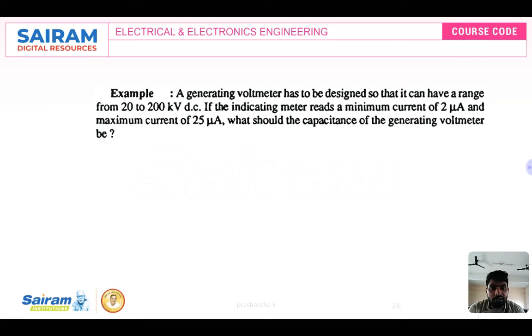If the indicating meter reads a minimum current of 2 microamperes, so the voltage range is given as 20 to 200 kilovolts, and the current reading is also given: minimum current is 2 microampere and maximum current is 25 microampere. What should be the capacitance of the generating voltmeter? Already we discussed in the theory, even the equations also.